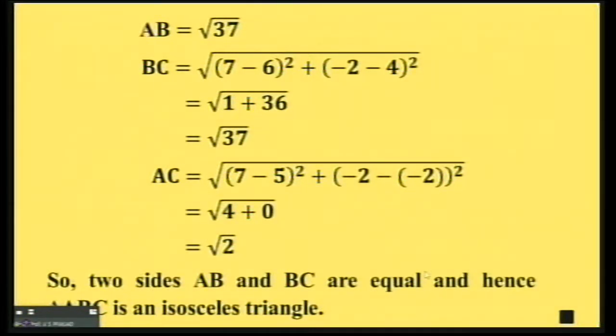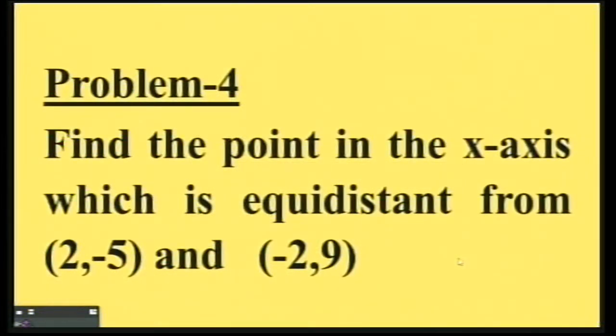Okay. Now let us see. Here at least the side AB is root 5 and the side BC is root 5. Therefore two sides AB and BC are equal. Hence the triangle ABC is an isosceles triangle.